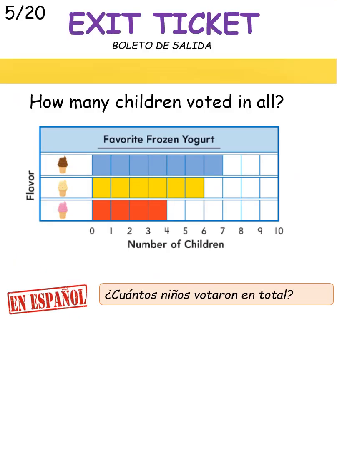Exit ticket. Okay, boys and girls, we're going to take a look here at this graph, and it is the favorite frozen yogurts of different children. Okay, so some children chose that they like chocolate as their favorite, others choose vanilla, and it looks like some chose strawberry or raspberry, could be. But my question for you is, how many children voted in all?